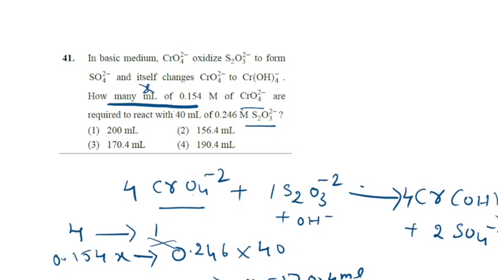In this type of question you need to write the balanced equations. Otherwise we can go for the number of equivalents also, where we need to understand that the chromium oxidation state changes from plus 6 to plus 3, and S2O3 2- changes from plus 4 to plus 6. Anyhow, the answer is 170.4 milliliters.